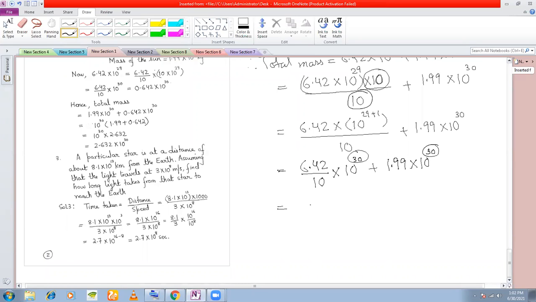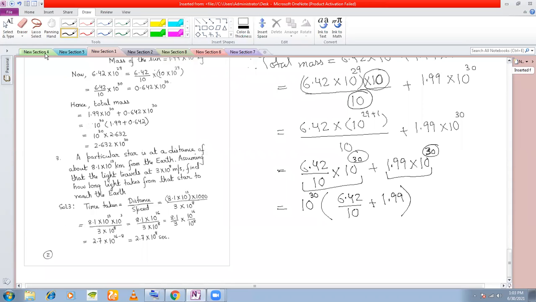Now what can you do? From these two, you can take out the HCF. What is the HCF of these two? 10 to the power of 30. You can take out this. What are you left with? From this, you are taking out 10 to the power of 30. You are left with 6.42 divided by 10 plus. And from this whole number, you are taking out 10 to the power of 30. You are only left with 1.99.